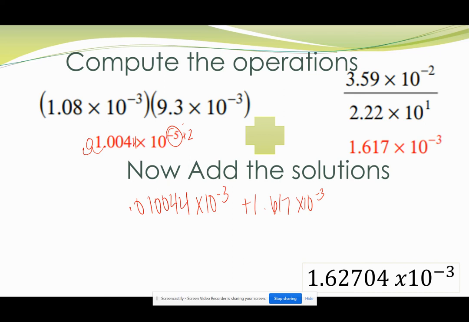So that's a little recap of how you complete these problems.